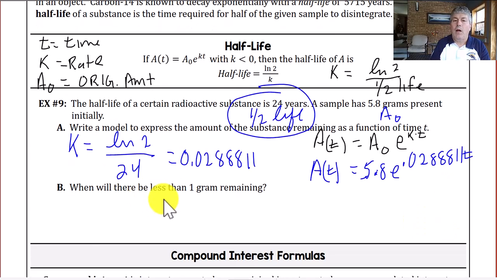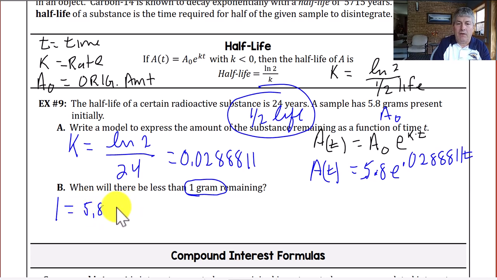When will there be less than 1 gram remaining? So when will it get down to 1 gram or less? So we want an output of 1, and put that into our formula, 5.8 e to the 0.02888811 t, and we need to solve for t.